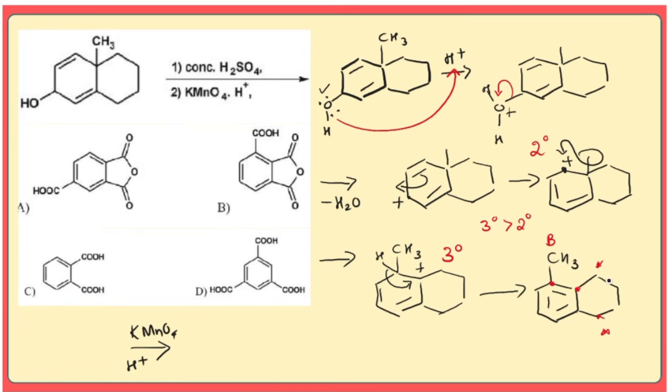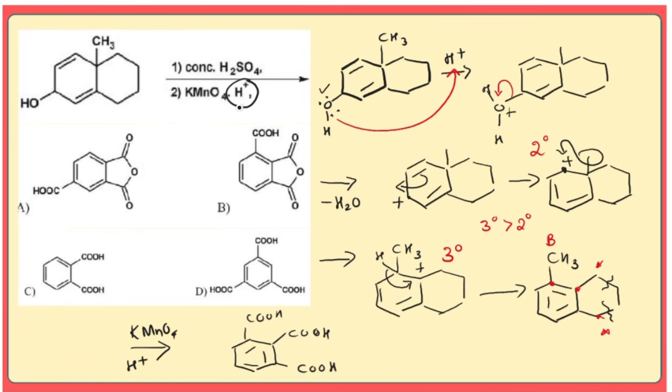So all the benzylic carbons will undergo oxidation. So here complete oxidation happens. Therefore, this ring will get cleaved. It will open up, so it's going to form a carboxylic acid product like this. And how many carboxylic acid groups will be formed? Three carboxylic acids, as there are three benzylic carbons.